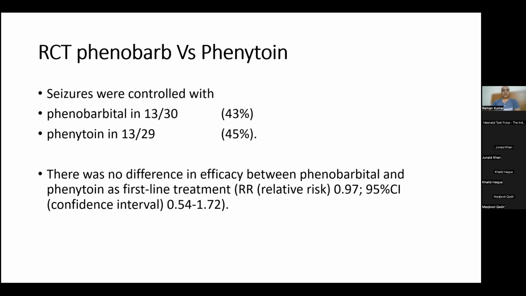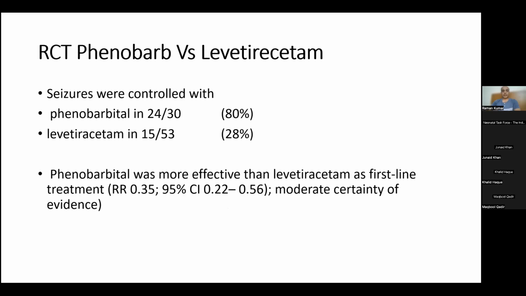trials. So they found one randomized control trial between phenobarb and phenytoin. There was no difference in seizure control between the 2 medications based on efficacy, but obviously phenobarb was superior in terms of safety. So there was no difference in efficacy between phenobarb and phenytoin in this study, which was randomized control.